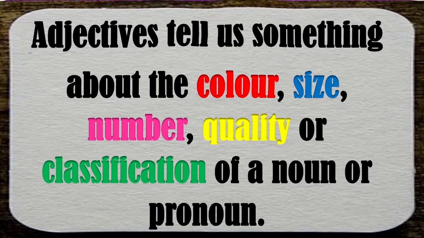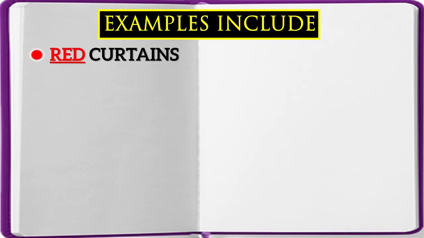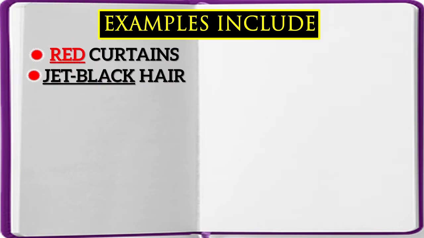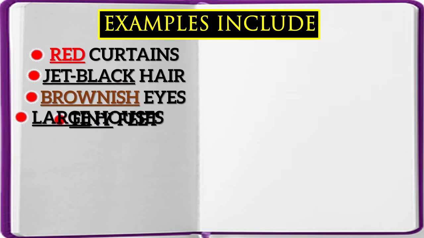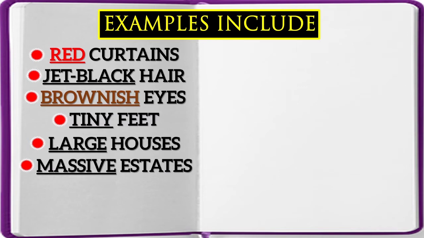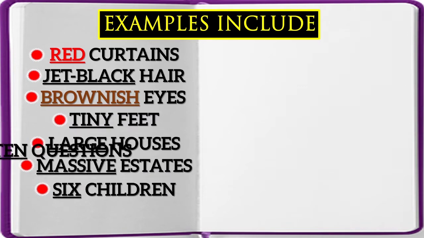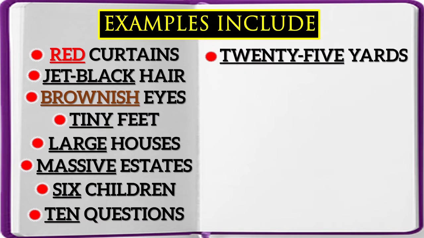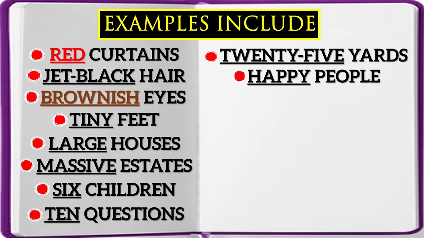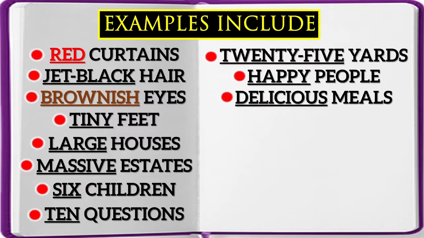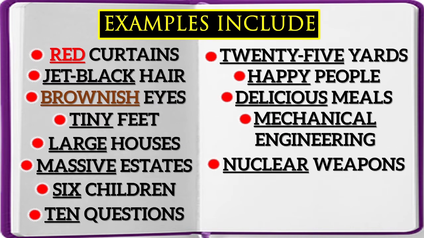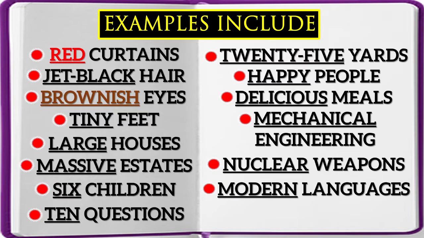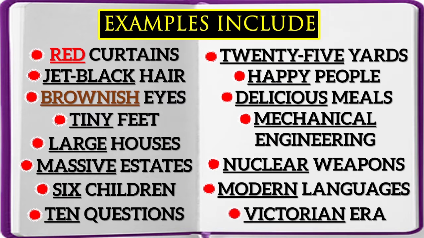Let's see some examples of adjectives. You can have words like red curtains, jet black hair, brownish eyes, tiny feet, large houses, massive estates, 6 children, 10 questions, 25 yards, happy people, delicious meals, mechanical engineering, nuclear weapons, modern languages, Victorian era, and so on and so forth.